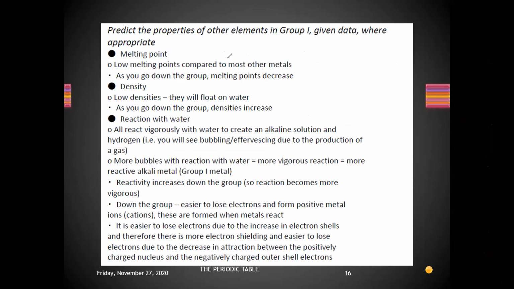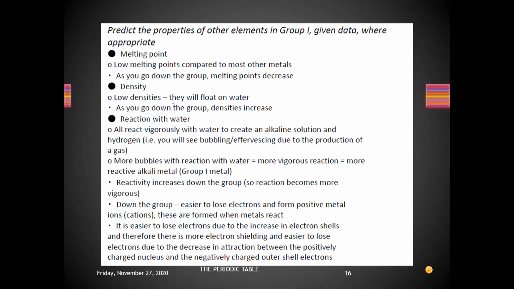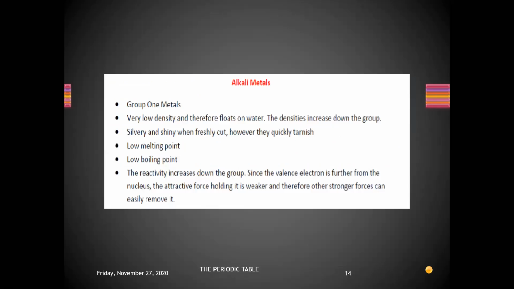They have a low melting point, and the density increases as we go down the group. Reaction with water: they react with water and form an alkali, and hydrogen gas is released. As we go down the group, the reaction becomes vigorous, then violent, an explosive reaction as we go down. And they tend to lose an electron and form a positive 1 ion. The reasons, you don't have to learn. This was about group 1 or alkali metals.